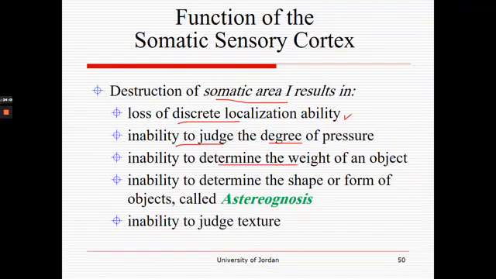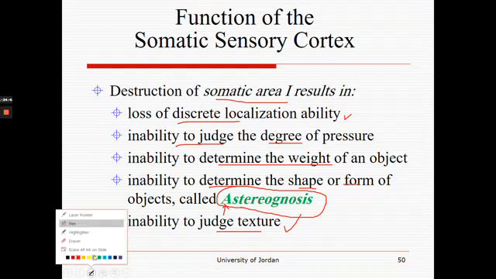Inability to determine the weight of an object, or weight discrimination, and inability to determine the shape and form of an object, called stereognosis. And this is bad for the blind, because they use this kind of sensation for reading. Inability to judge texture is also the same, like stereognosis: form and texture.